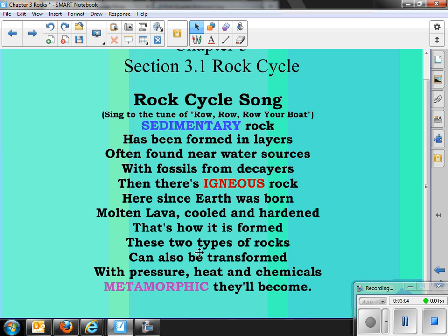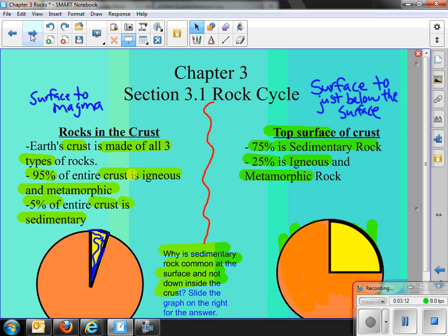I know it's not a great song for me to sing, but it does say a lot about what each type of rock is. So look at the words, read them, sing them if you want. It's a great way to remember the three types of rocks and how they're formed.